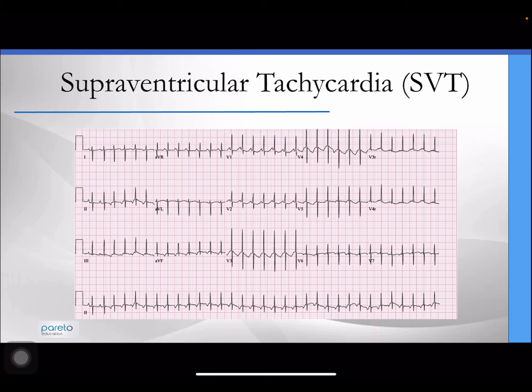The P waves are often buried under or within the QRS complexes. In this strip, you can make out some P waves, but they're very, very subtle.